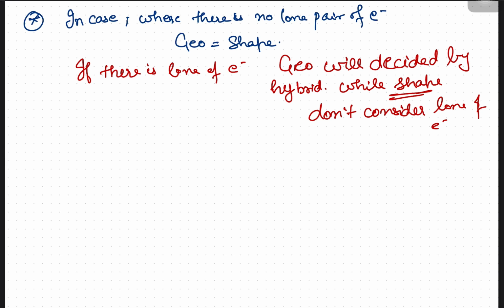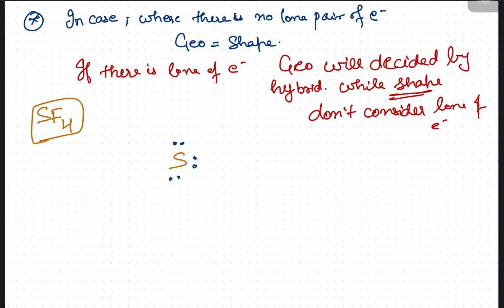You can take a similar example, SF4. The previous example was SF6. Now you can go for SF4. Sulfur is having 6 valence electrons.